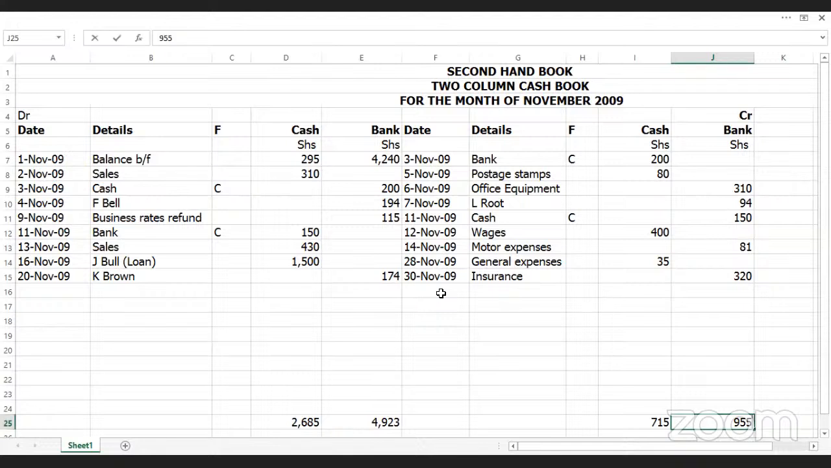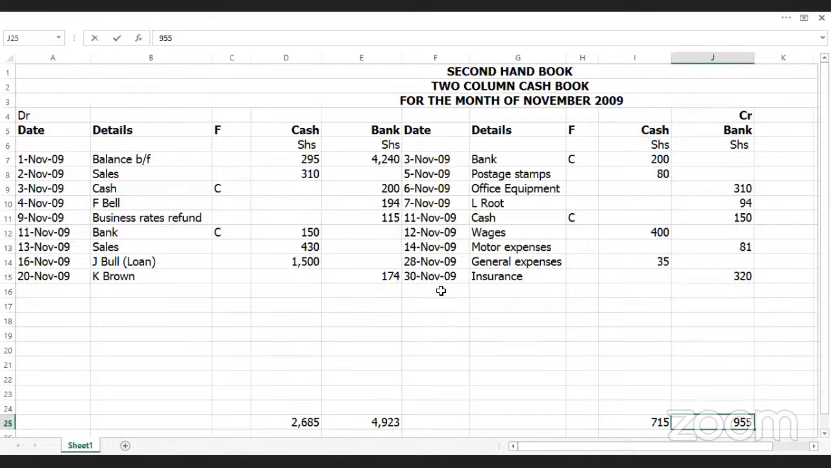So what we have to do is insert a balancing figure at the end of the period. You have to insert a balancing figure on the smaller side of the cash book, and the smaller side of this cash book is the credit side.